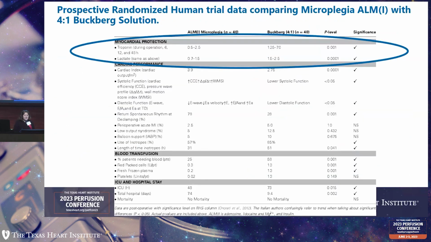So there was this study, a randomized human trial comparing microplegia using the ALM solution with a standard Buckberg solution of 4-to-1 with blood. The ALM solution was shown to have better troponin levels, substantially lower at 6, 12, and 48 hours post-surgery, as well as a reduction in lactate. These are good measurements of actual muscle injury, and it seems that the ALM solution is a little more protective in this group.